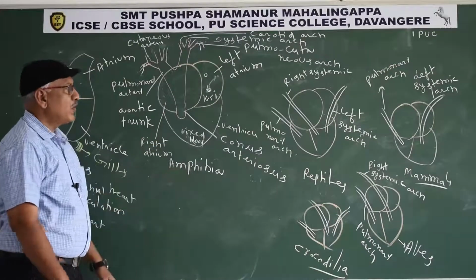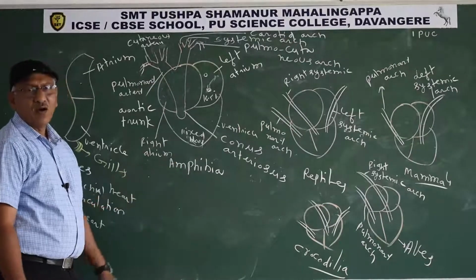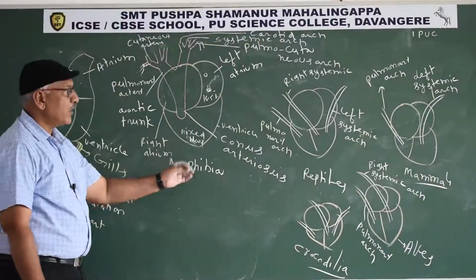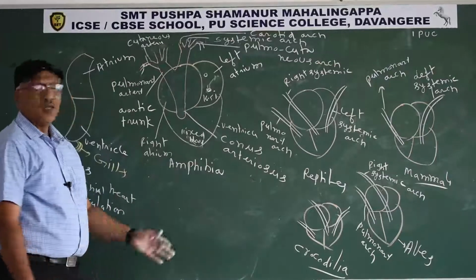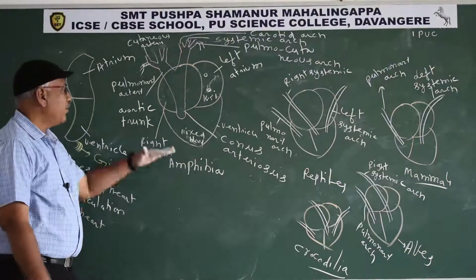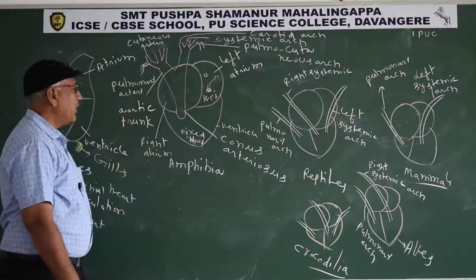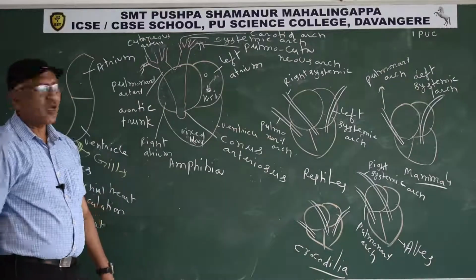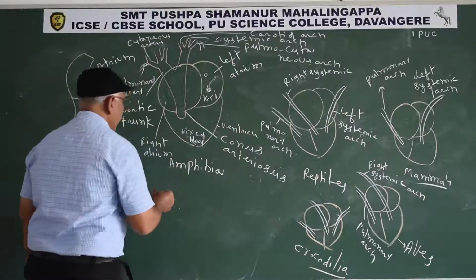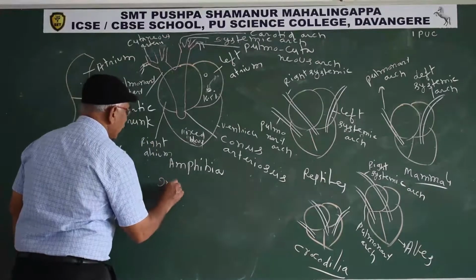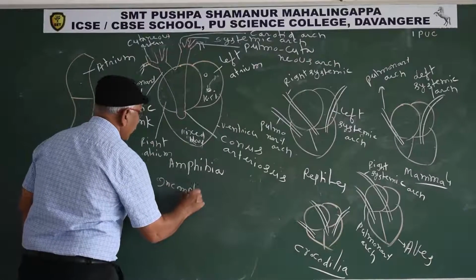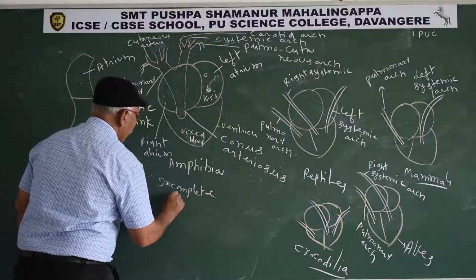What is double circulation? If blood enters into heart twice before it is circulated to various parts of the body, it is known as double circulation. In amphibia, only 16.5% of blood second time enters into heart. That's why it is known as incomplete double circulation.